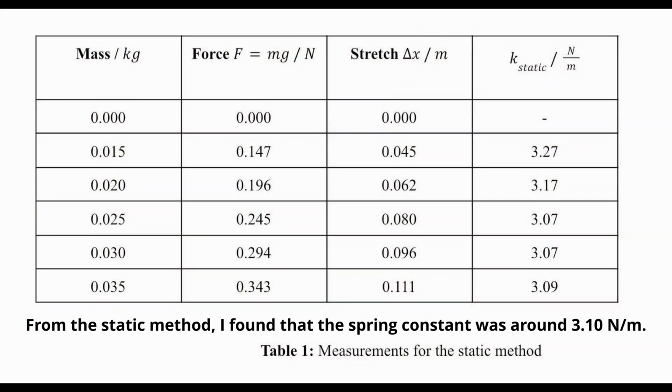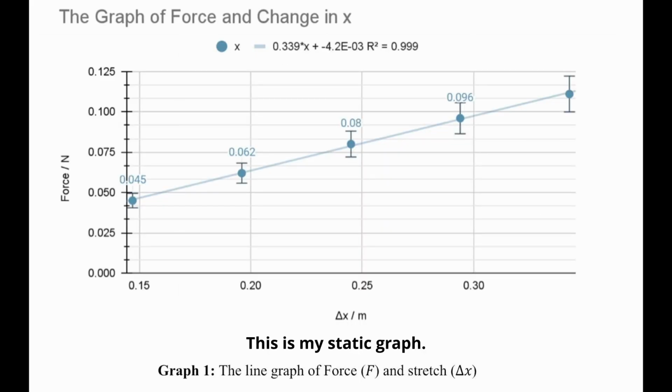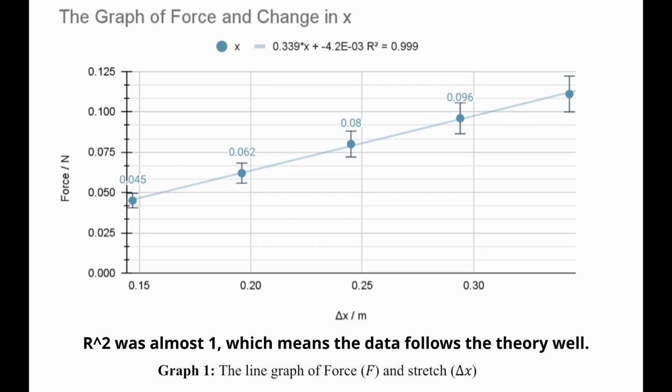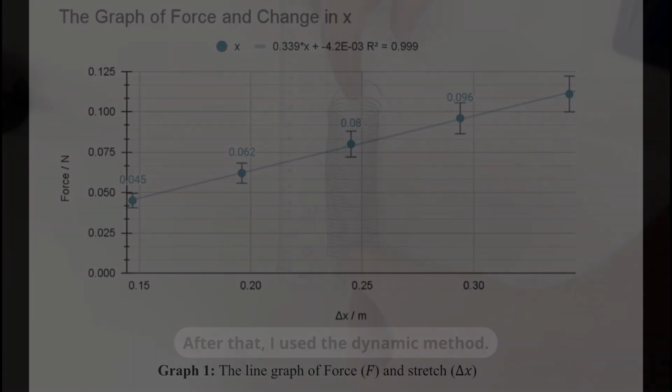From the static method, I found that the spring constant was around 3.10 newtons per meter. This is my static graph. It shows a very strong linear relationship between force and extension. R squared was almost 1, which means the data follows theory well.